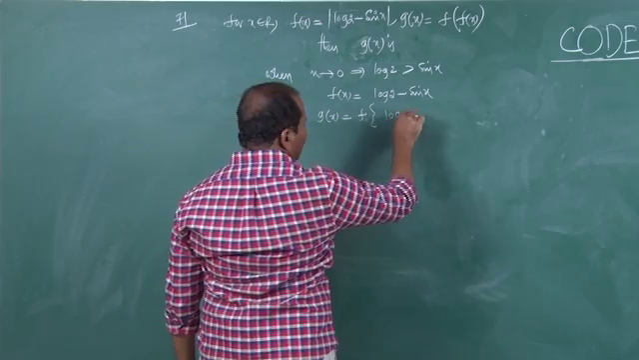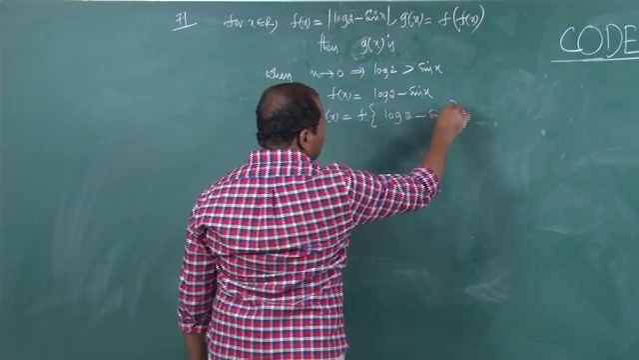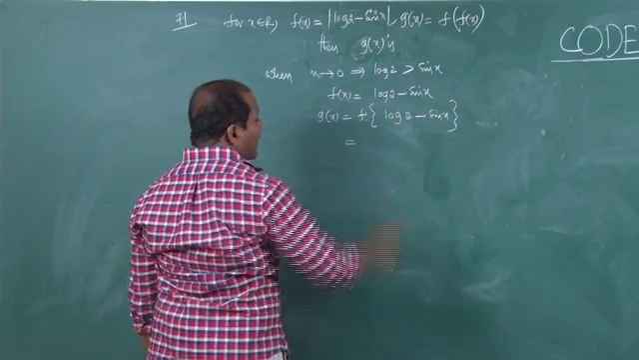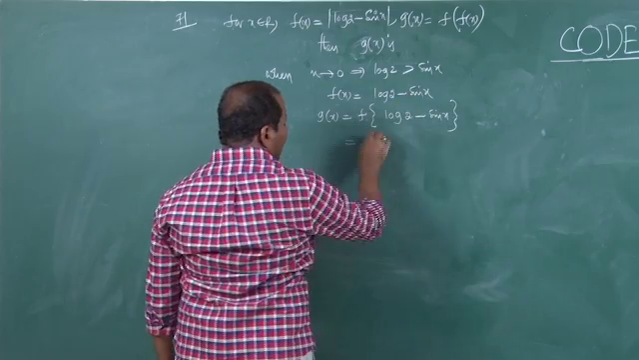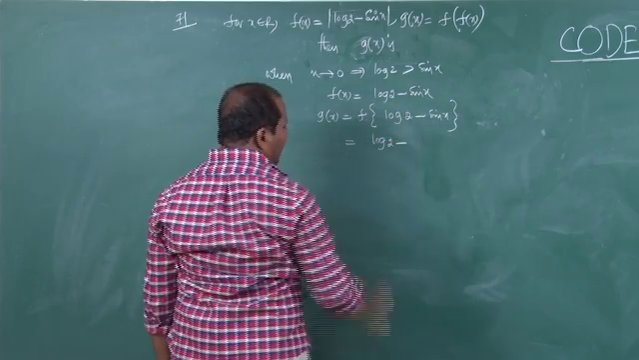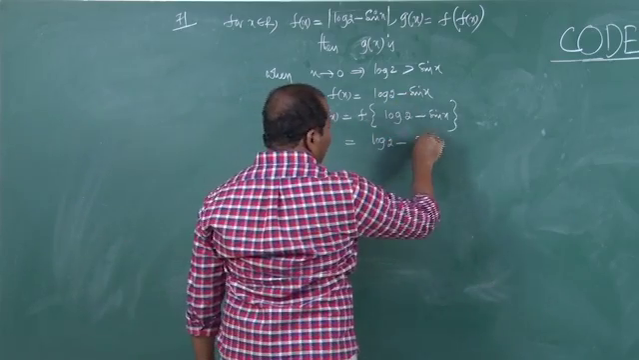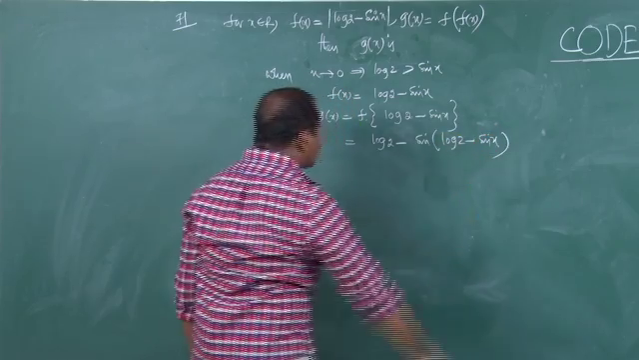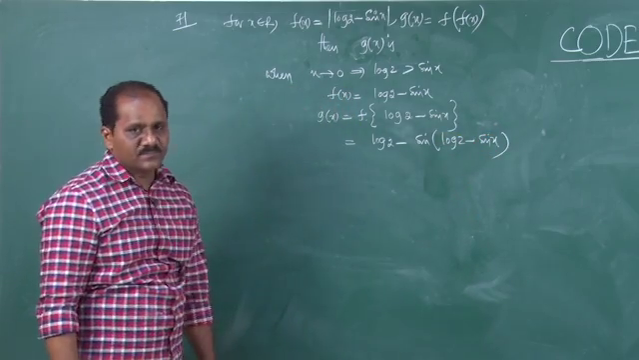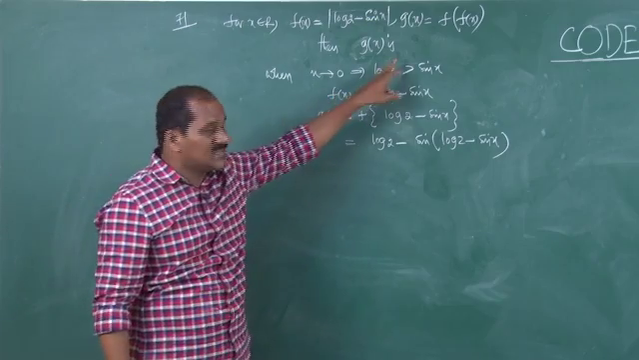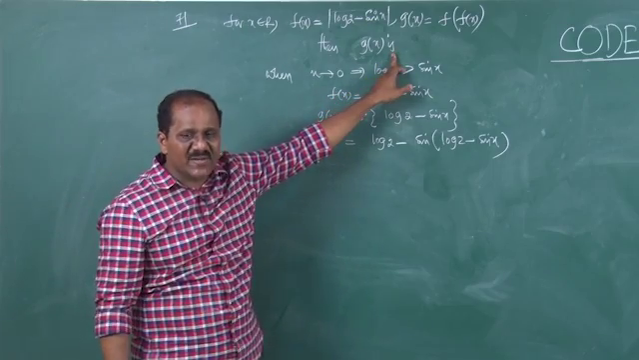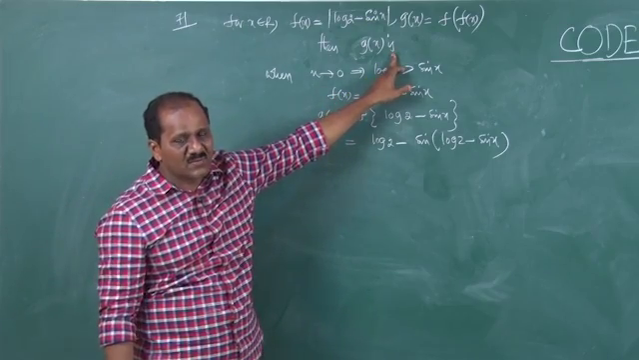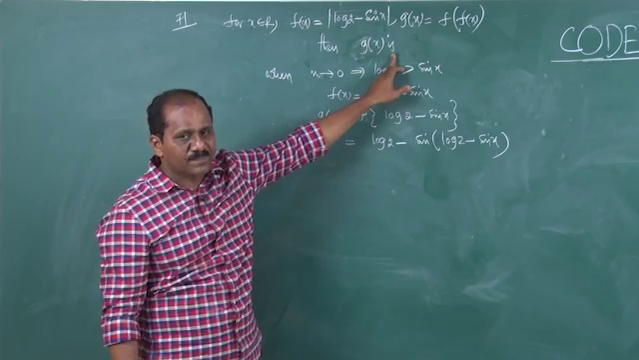So, f of log 2 minus sin x is equal to f of x, which is log 2 minus sin x. Log 2 minus sin of log 2 minus sin x, this is our g of x. Once again, our question is about whether g of x is differentiable at x equal to 0 or not. These options are given.